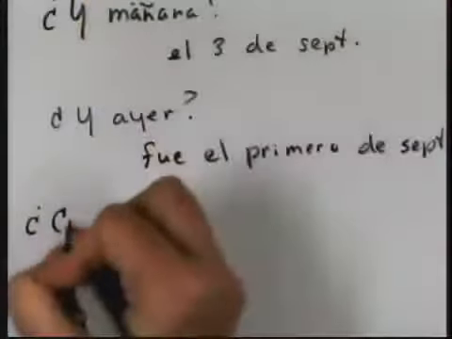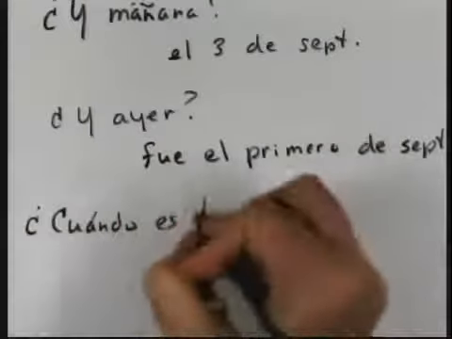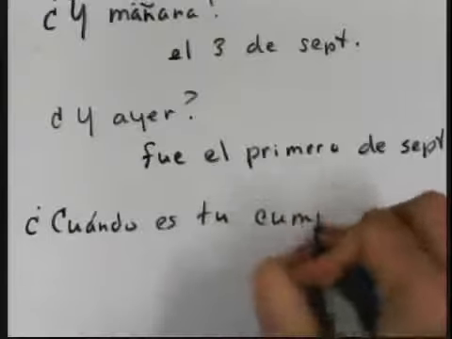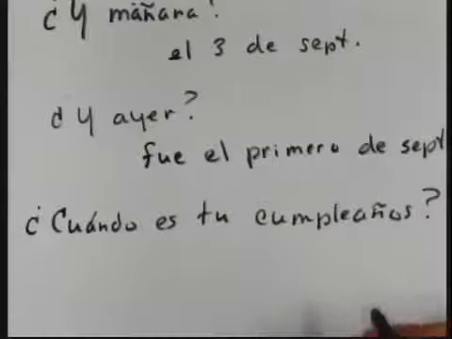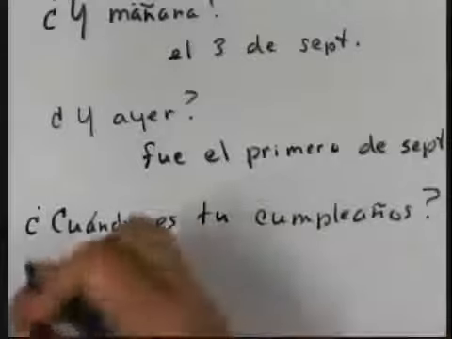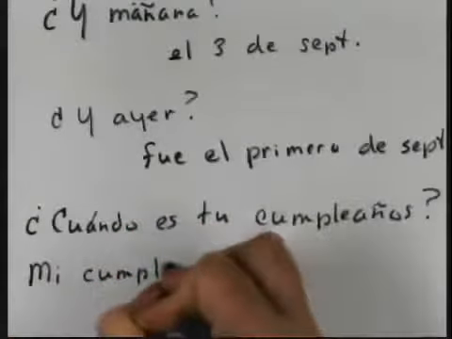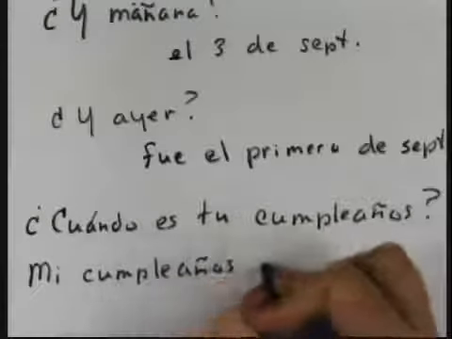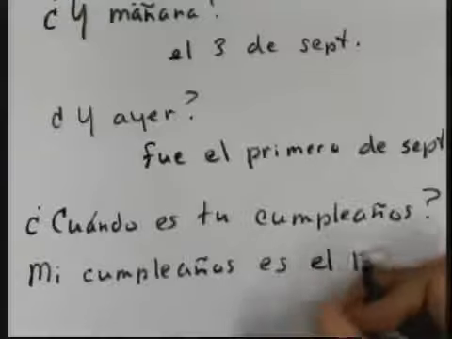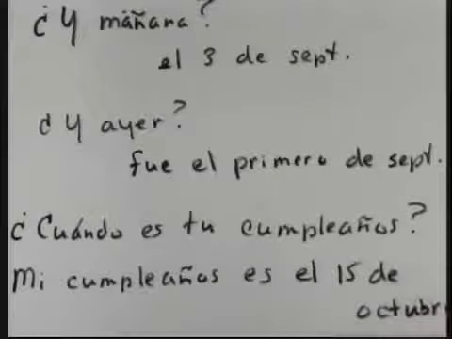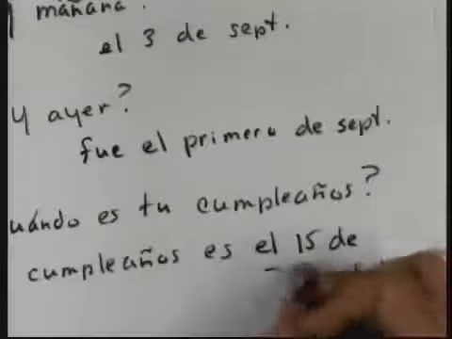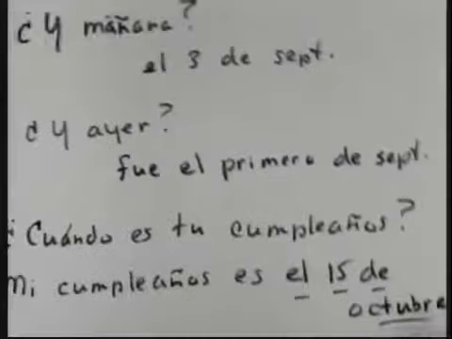Ahora, podemos hablar de los cumpleaños. We can talk about birthdays. ¿Cuándo es tu cumpleaños? Repite, ¿cuándo es tu cumpleaños? Escribe tu cumpleaños. Mi cumpleaños es el 15 de octubre. Es el 15 de octubre. El 15 de octubre. ¿Y tú? ¿Cuándo es tu cumpleaños?